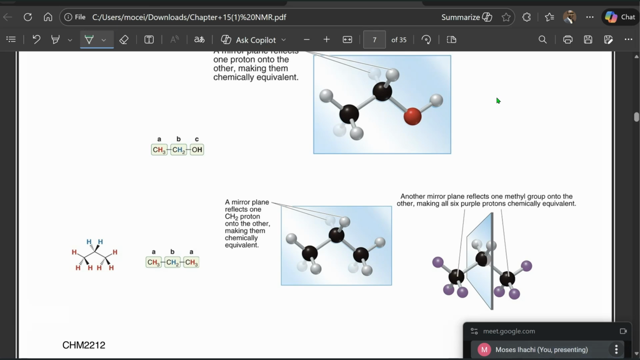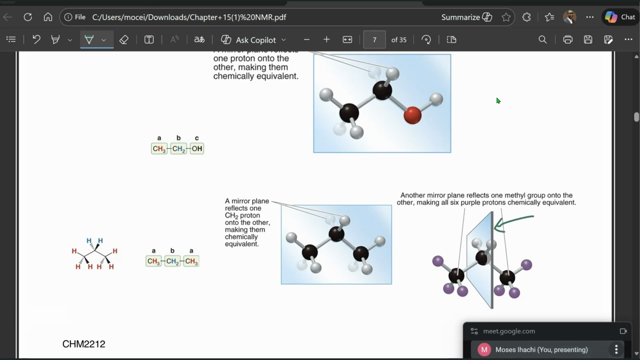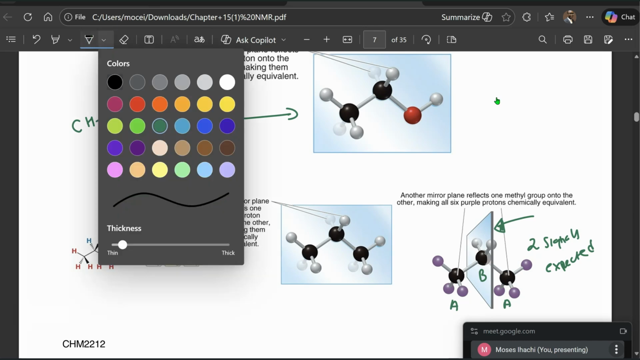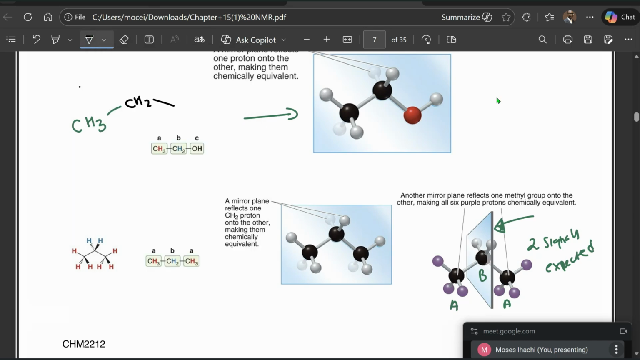Let's talk about what's going on here. So this is the symmetry I was telling you. You are asking me what's the importance of symmetry. Symmetry just helps you to know that these protons are similar, so you expect two signals here. However, if you're looking at ethanol, these hydrogens don't have the same connection environment. How many signals do you expect? 3. Yeah, 3.